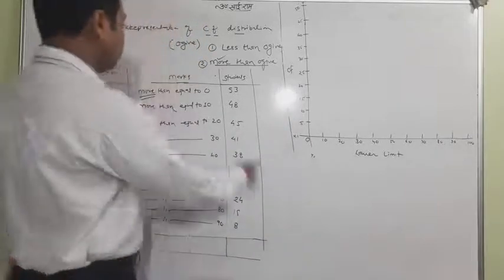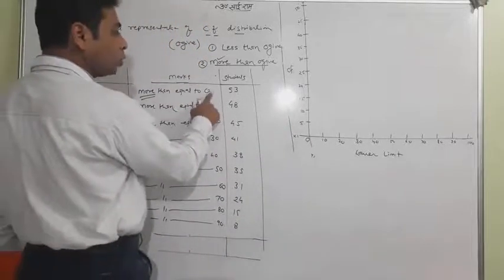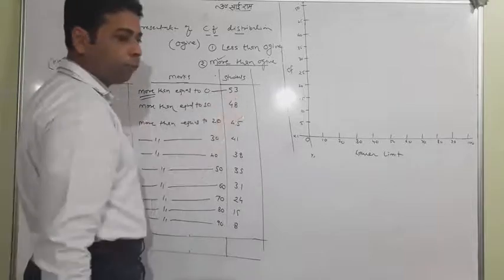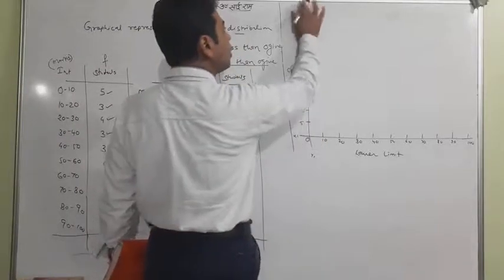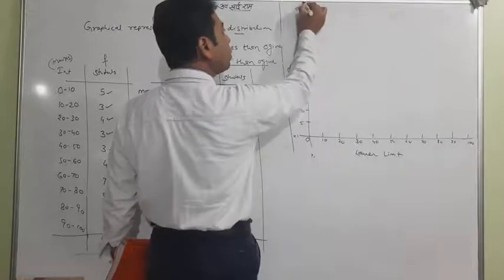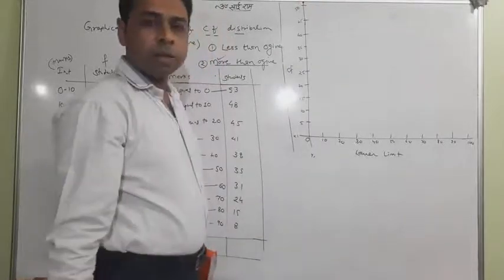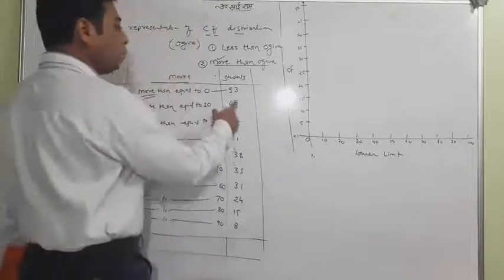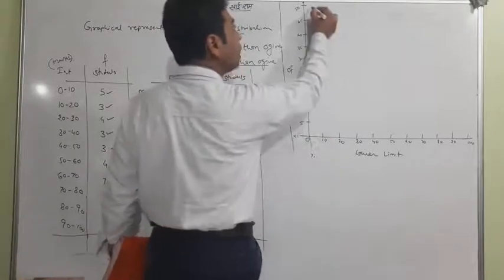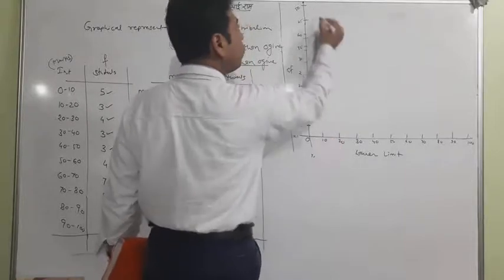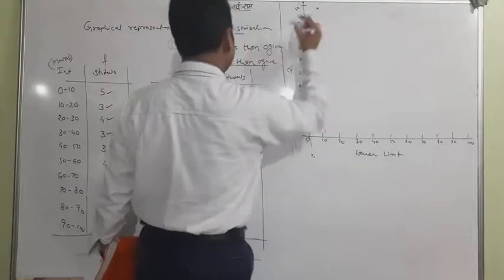Can you go with this? First, more than or equal to 0, 0 to 53. So for 0, it is 53. It's tough to check, okay, no matter, suppose it is 53. Try to understand. What is 10? For 10 it is 48. Can you catch 48 somewhere? It is 10 to 48, suppose it is 48.